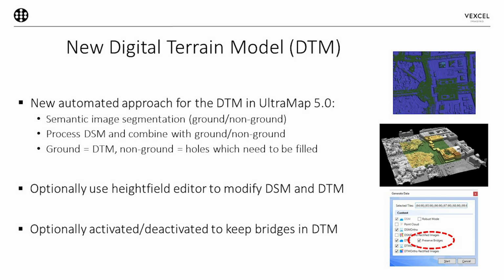Finally, UltraMap version 5 includes a new automated approach for creating the digital terrain model, the DTM. This starts with semantic image segmentation to identify image content which shows ground level and non-ground level, as shown here in the example of the bluish mask on the right-hand side. Then the DSM is processed and combined with the ground and non-ground information. All ground areas from the DSM are transferred to the DTM, and the holes in between are filled with interpolated values from the surrounding pixels.